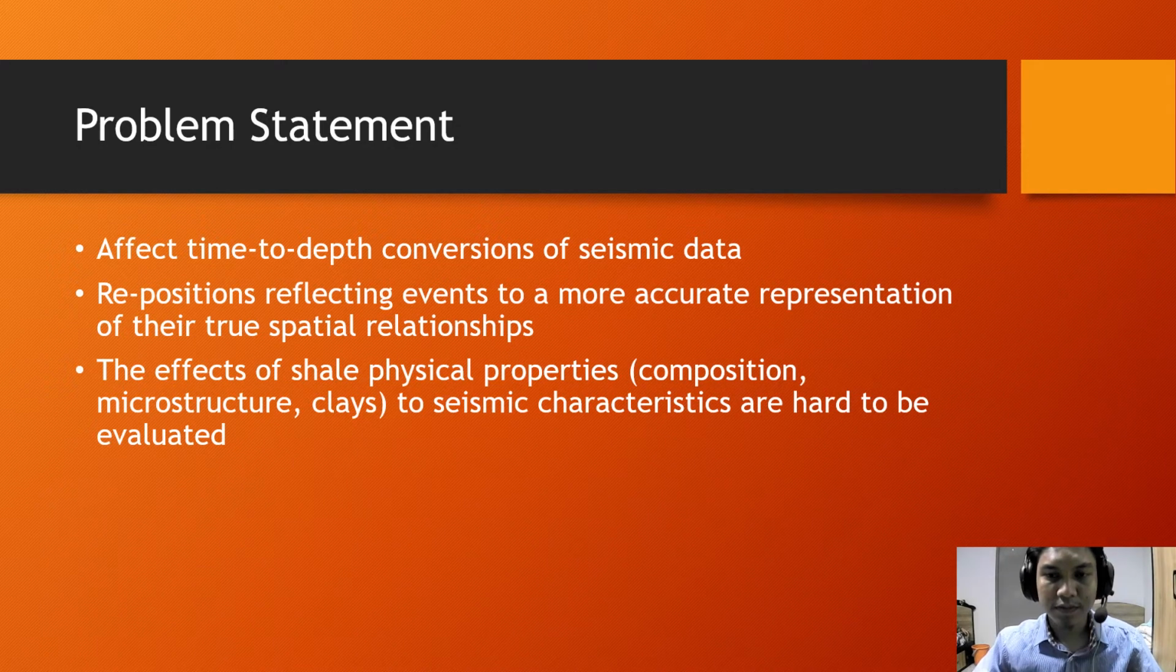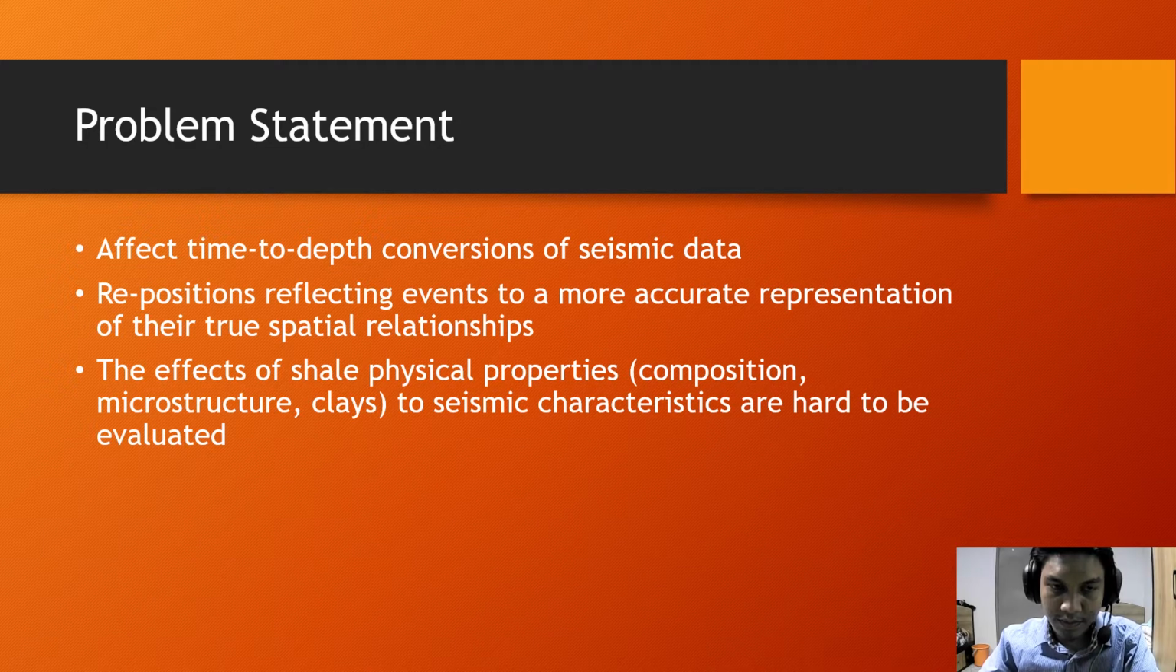So this is the problem statement that I found for this topic. Since seismic anisotropy is the variation of velocity with direction, this phenomenon will have effects on the time to depth conversion of seismic data. This will result in an incorrect image of the subsurface structure. It also repositions the reflecting event away from a more accurate representation of the true spatial relationship when we are doing the depth imaging.